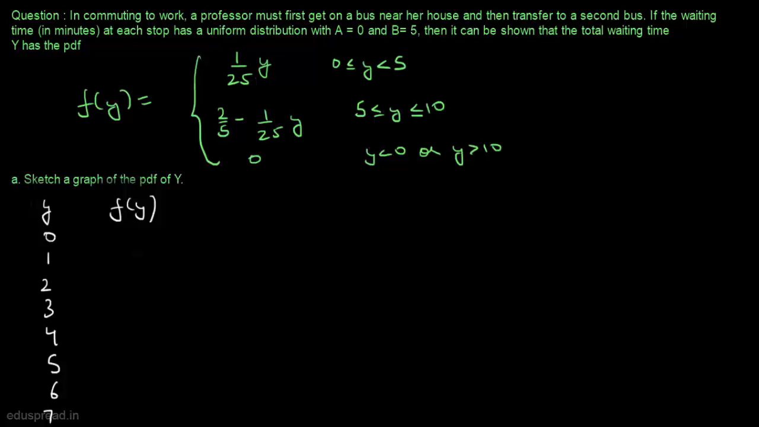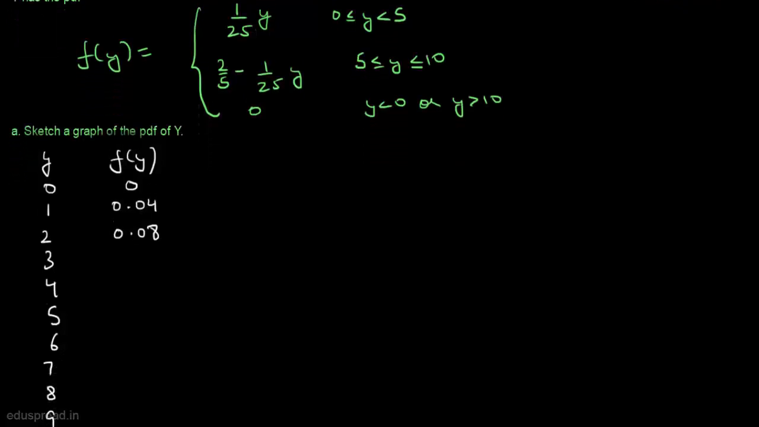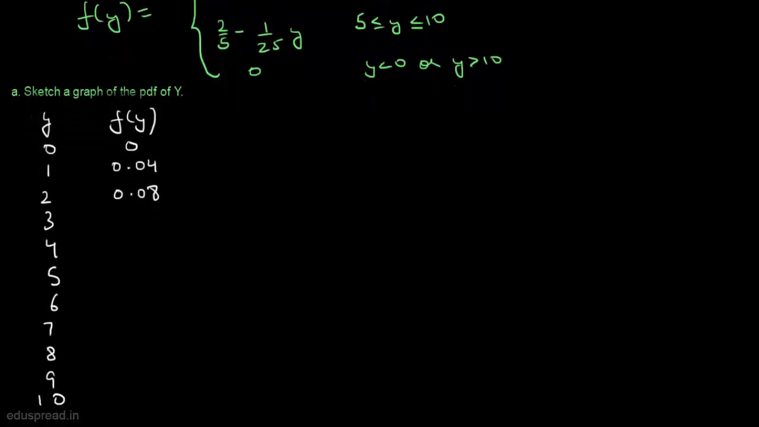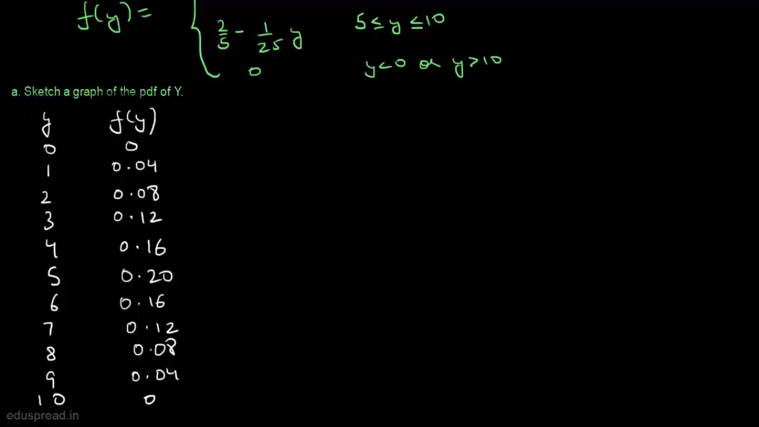So when y is equal to 0, f of y is equal to 1 divided by 25 times y, so this is also equal to 0. When y is equal to 1, f of y is 1 by 25, so this is 0.04. When y is equal to 2, f of y is equal to 2 divided by 25, so this is 0.08. Similarly, we can use this probability density function to calculate the value of f of y for all these values of y. So let me write down the values that we will get. These are the values that we will get for f of y for all these values of y.